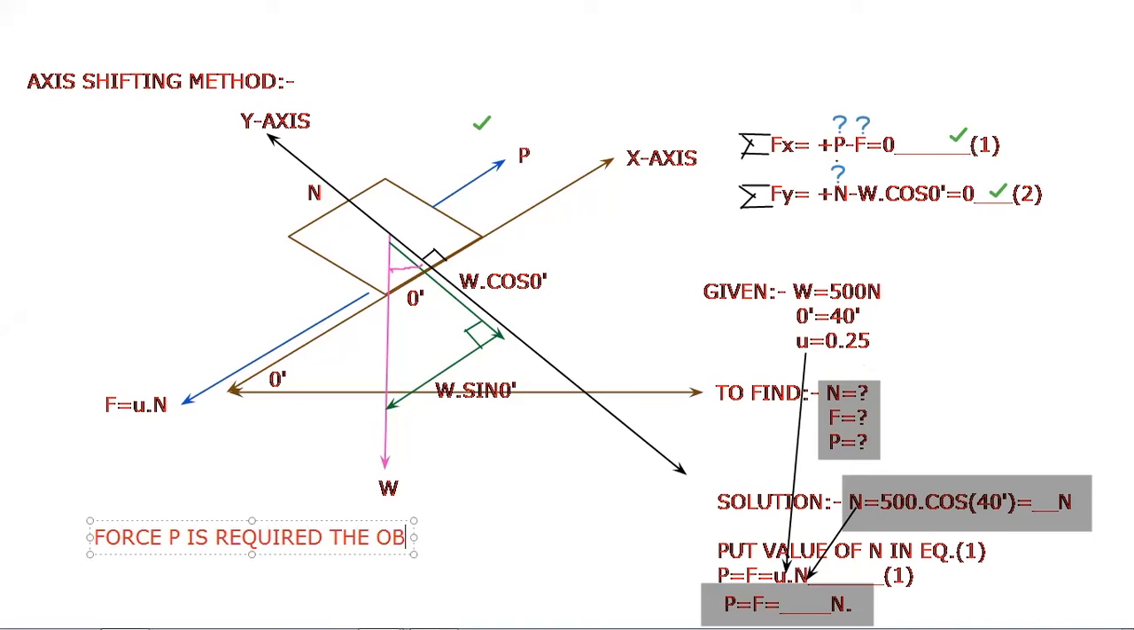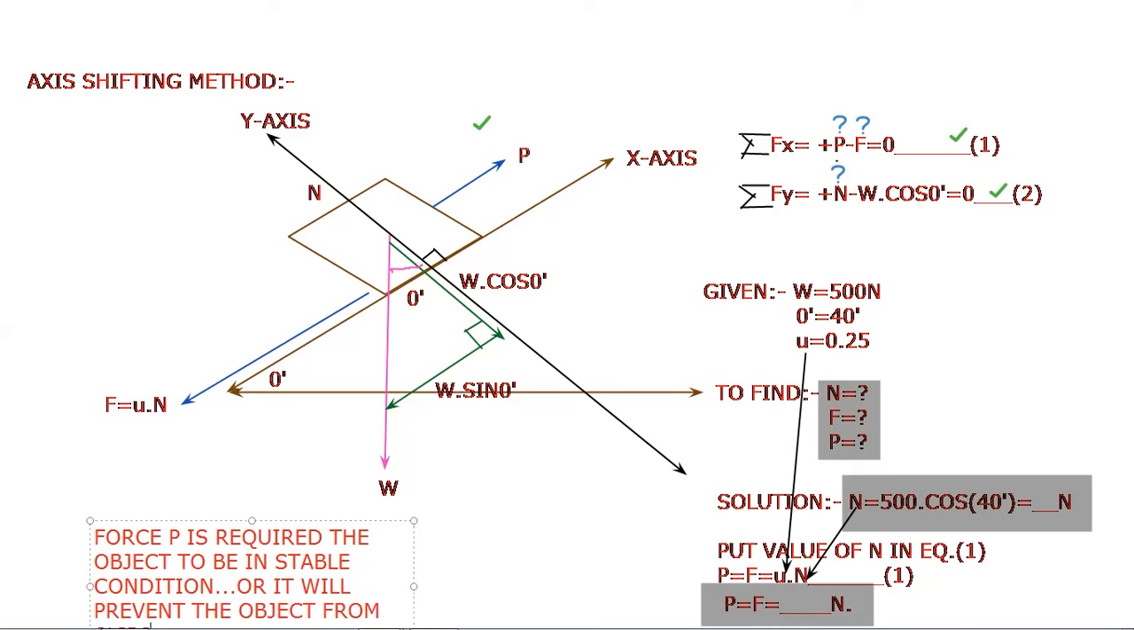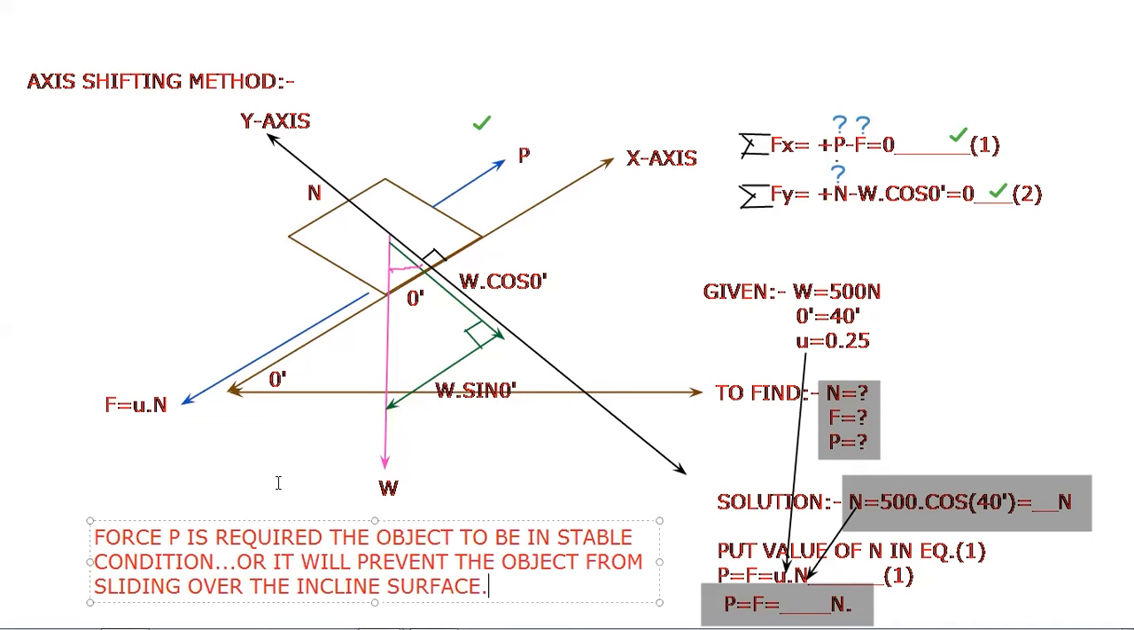Force P is required for the body or the object to be in stable condition, or it will prevent the object from sliding over the inclined surface. So this is the significance of this force P. Force P is required for the object to be in stable condition, or it will prevent the object from sliding over the inclined surface.